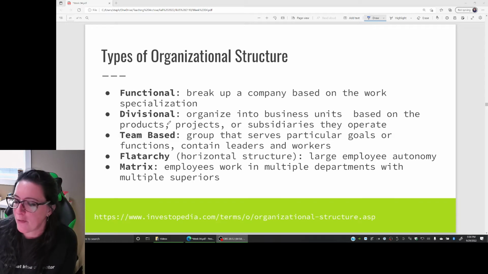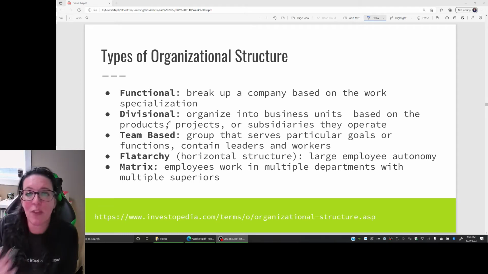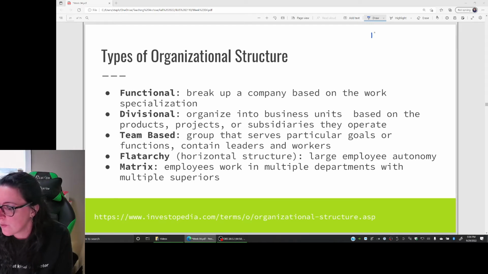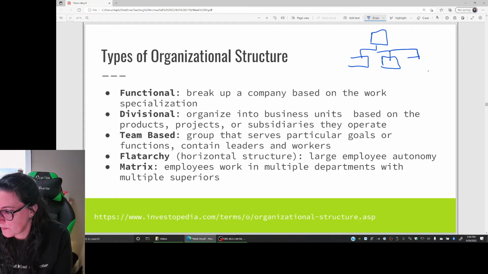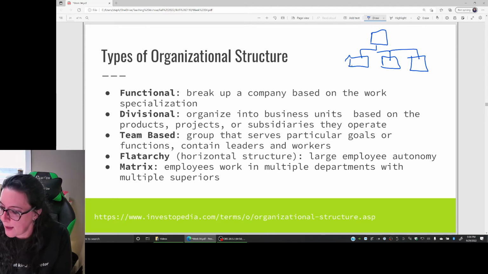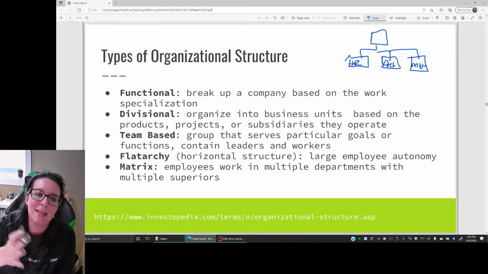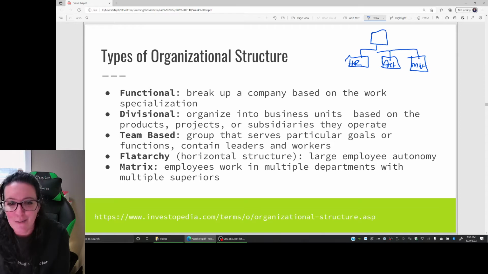So when we look at the first type, the functional organizational structure, this is breaking up the company based on work specialization, so based on the tasks that people are doing. If we're going to draw an org chart here, if it's functional, then that would be like an HR department, an accounting department, and a marketing department within the organization. So we are grouping people based on task.